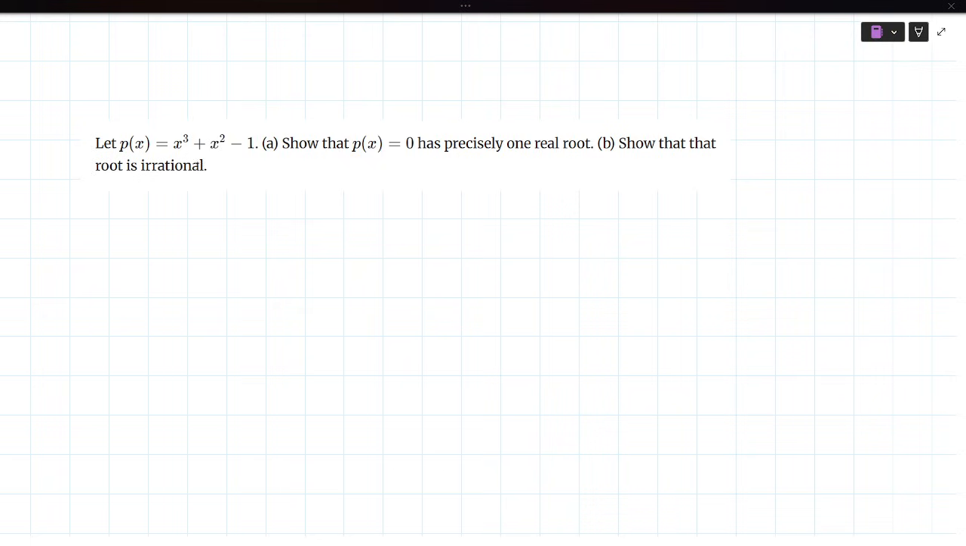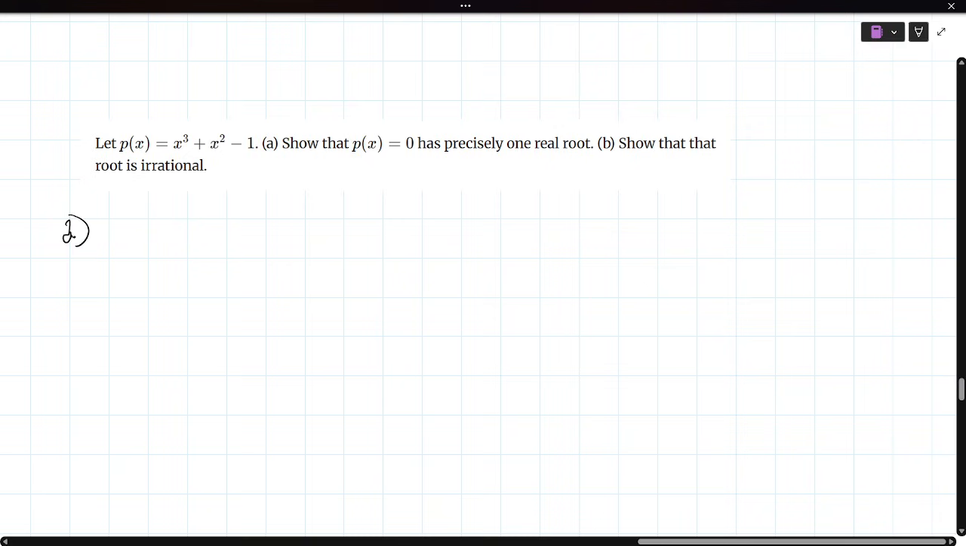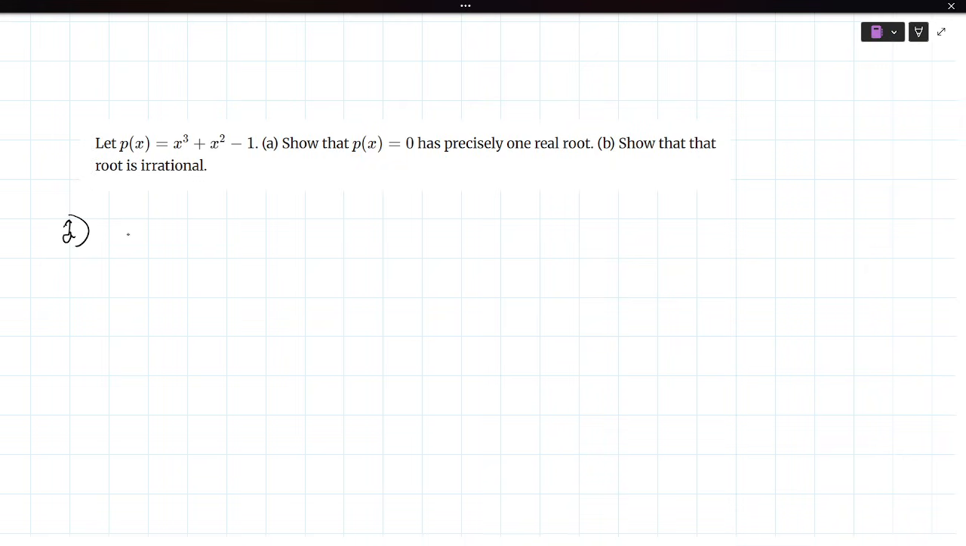Now, I'm going to focus on the first part of the question. My approach is going to be to graph it, or roughly sketch it. To do that, I need to know its stationary points. And to do that, I am going to differentiate and solve for x to find the x coordinates of my stationary points.